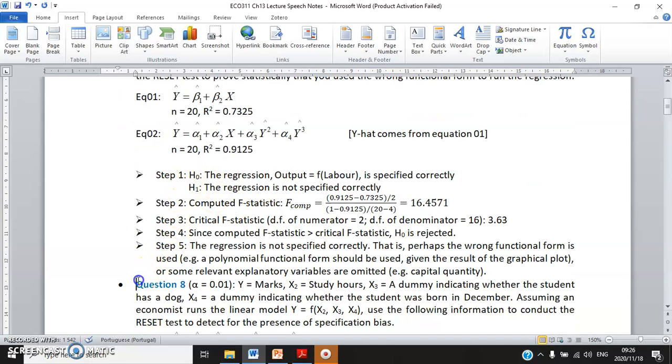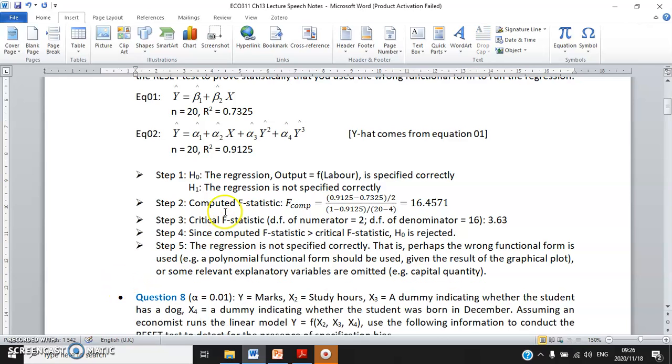And then this is the answer, starting with the first step. Null hypothesis, meaning this original regression is specified correctly. I already doubt it is specified correctly, because do you see capital is missing? And nowadays, we actually should include some inputs in connection with technology, actually. Okay. Then this is the alternative hypothesis.